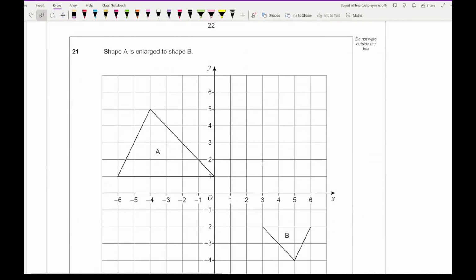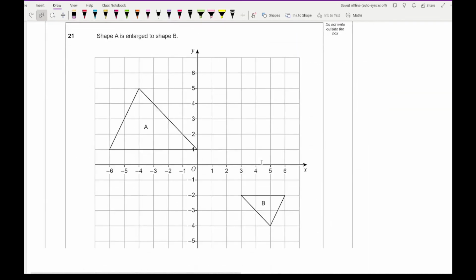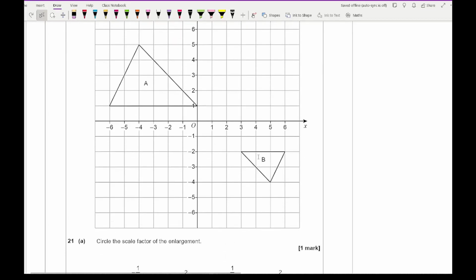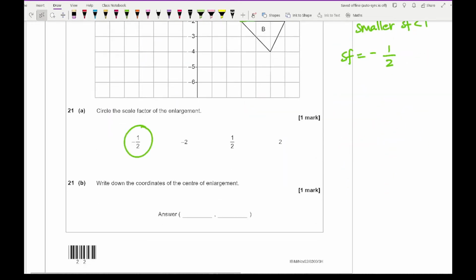Then moving on to question 21, which I'm going to zoom out a little bit. It says shape A is enlarged to shape B, and the question is asking us to circle the scale factor of the enlargement. Well, we can see that it's been flipped, so it's going to be a negative. And we're going from A to B, so it's gone smaller. So the scale factor is going to be less than 1. Looking at this side here, that's got a side of 6, and the corresponding side is 3. So the scale factor is going to be -0.5. And so it's the first one I want to circle.